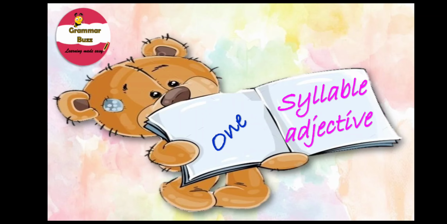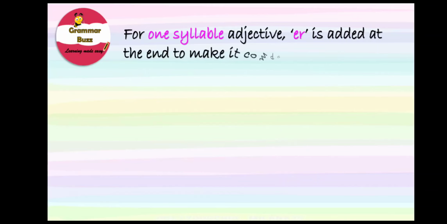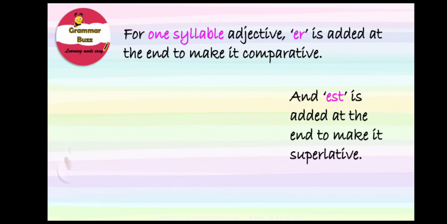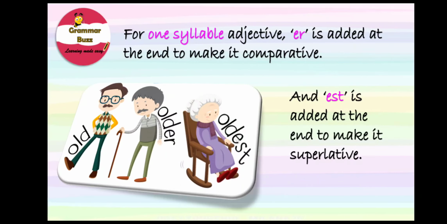Can you write down at least three one-syllable adjectives? If you wish, you could even pop them in the comment box. So now, let us see what the rules are to form the degrees of comparison for these one-syllable adjectives. So here they come. The first rule says, for a one-syllable adjective, ER is added to the end to make it comparative, and EST is added to the end to make it superlative. That sounds very simple.